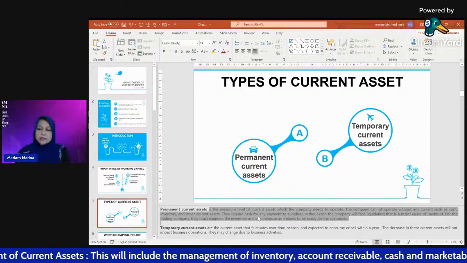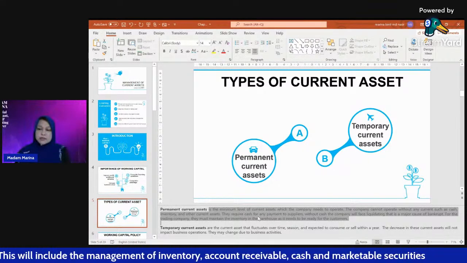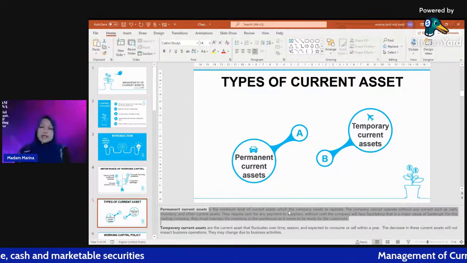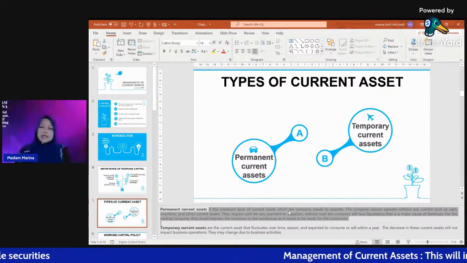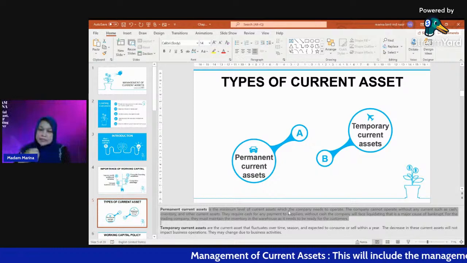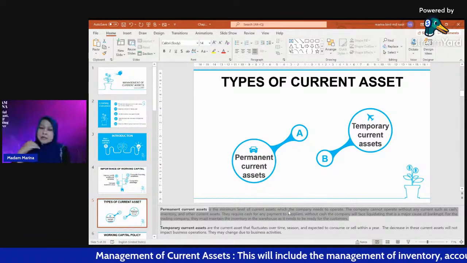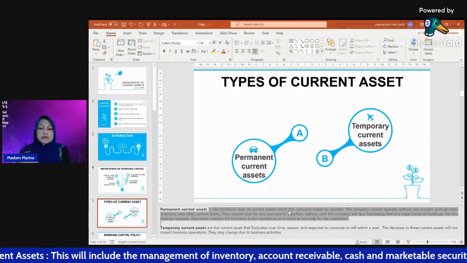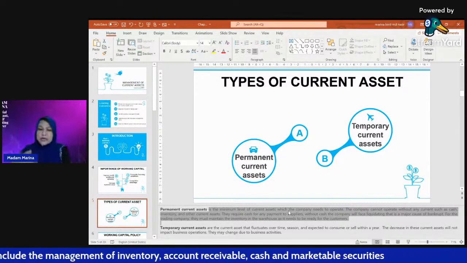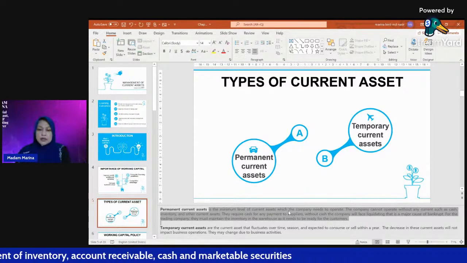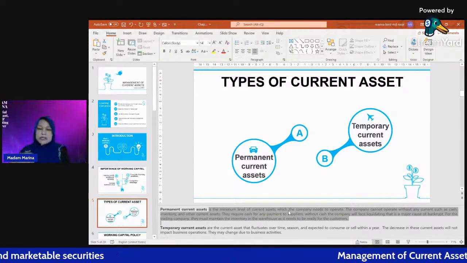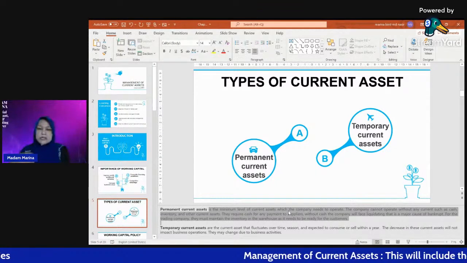For a trading company, they must maintain the inventory in the warehouse and it needs to be ready for the customer. So this is the permanent current asset. They need to have a minimum level of current asset, minimum level of cash in hand, cash at bank, minimum level of inventory to make sure that all the product will be ready for the customer. Okay, so we need to have enough inventory in our warehouse. This is permanent current asset.